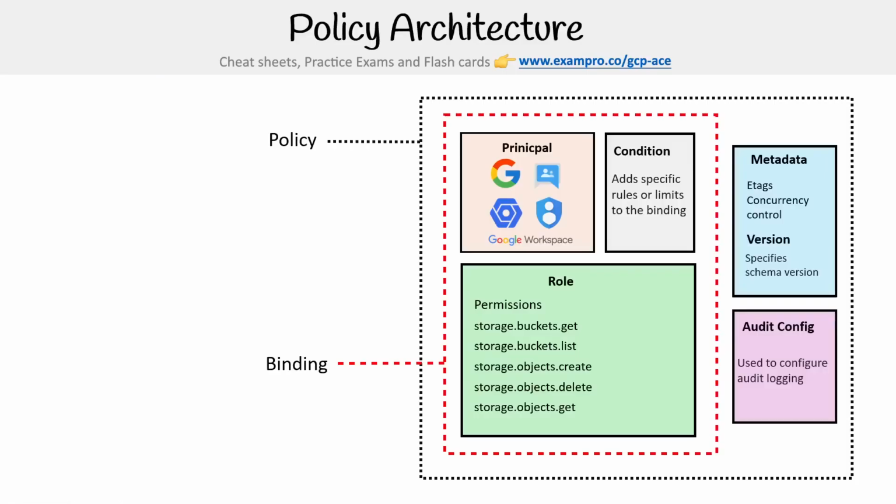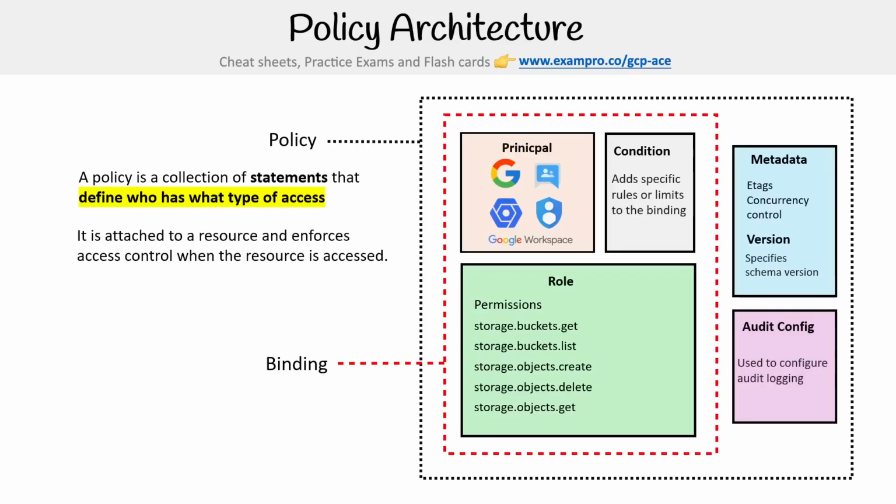All right, let's take a look at the policy architecture. You'll notice that it's made up of the components we talked about earlier for IAM. So a policy is a collection of statements that define who has what type of access, is attached to a resource, and enforces access controls when the resource is accessed. A binding connects one or more members to a specific role. So it's pretty straightforward and not very complicated, but we will continue on here and just reinforce what policies are, okay?